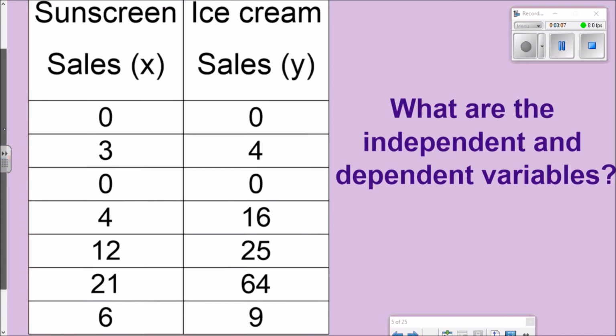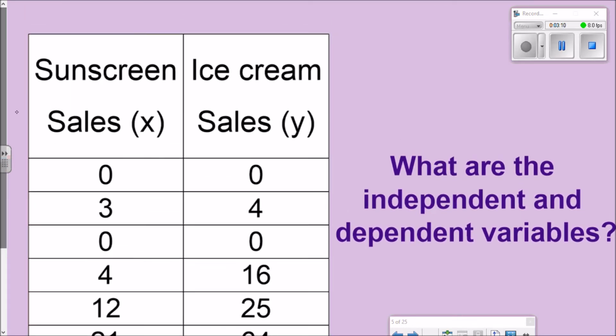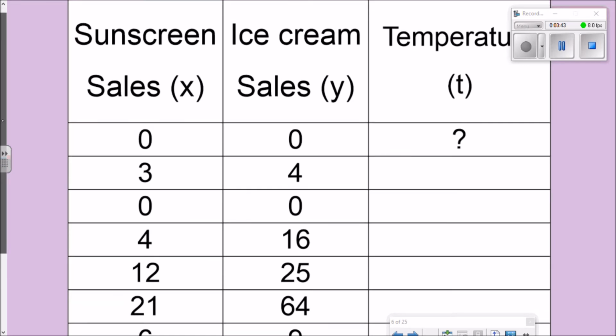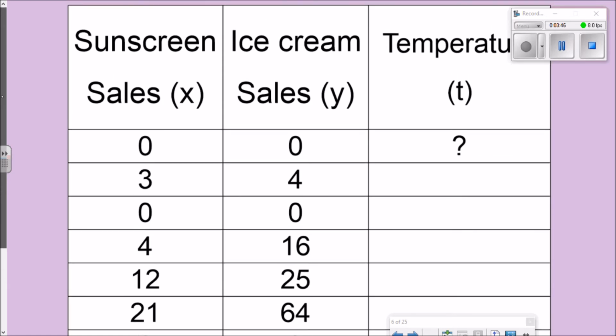But something's going on. We should know that the sunscreen sales do not affect ice cream sales, right? And ice cream sales do not affect sunscreen sales. There's something else that's affecting both of these in the same way. So if you're trying to decide which one's independent and which one's dependent, you don't really know because one of these does not depend on the other. But what do they both depend on? They depend on the temperature outside, right? If it's hot outside, you're going to have to buy some sunscreen if you forgot it. And you definitely are going to want some ice cream because you're going to want to cool off.